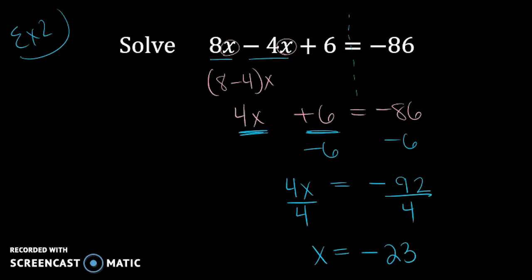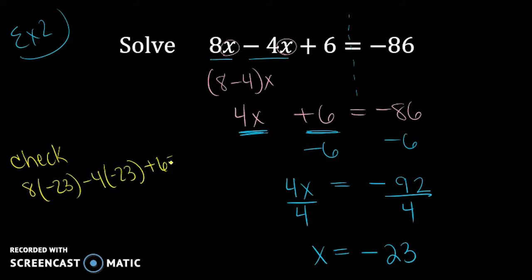You should always go back and check, of course. So if we were to check this, we take our 8 times our negative 23 minus 4 times negative 23 plus 6 equals negative 86. You can punch all of this in your calculator and you'll find out that negative 86 is equal to negative 86, and it does check out.